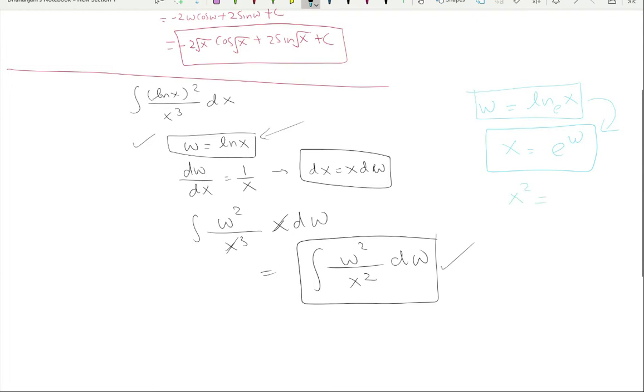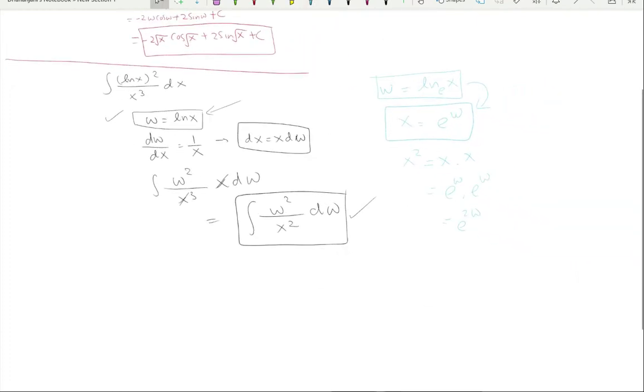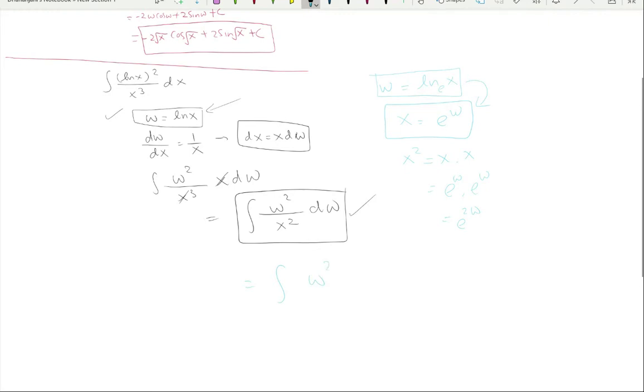No, x square means x times x, right? So e^w times e^w is e to the 2w. So x square is e to the 2w. Okay, so w square over e to the 2w dw.